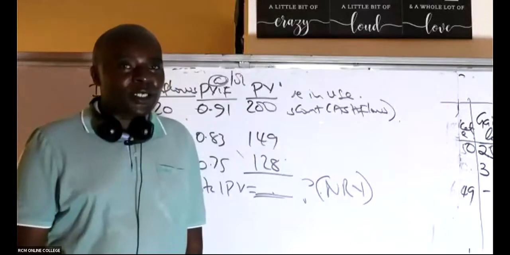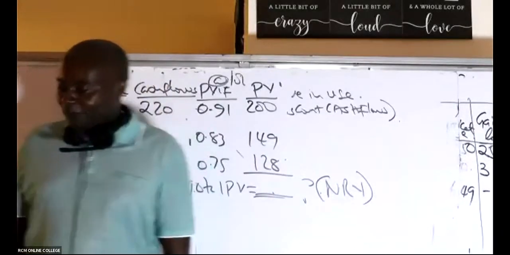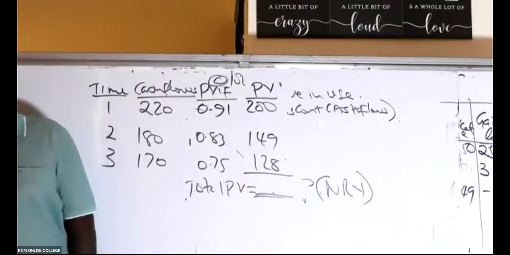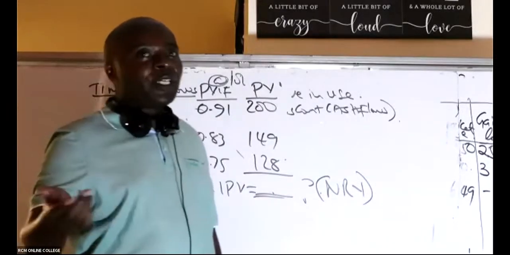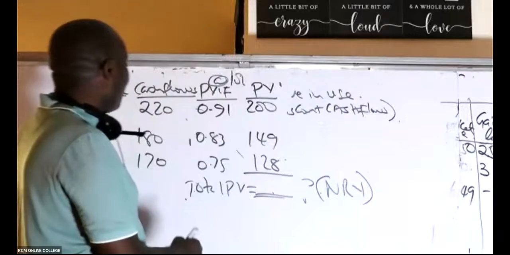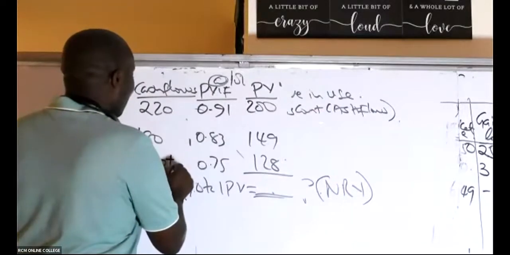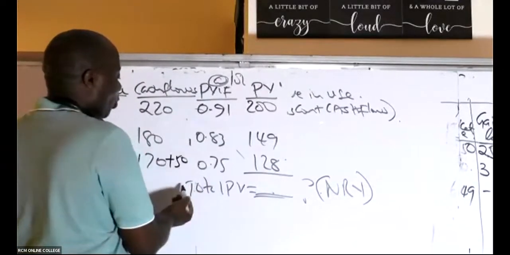Scrap value of how much? 50. This scrap value of 50 will come to us at the end of the 5 years useful life. So we expect this amount to come back here. So add here OE plus 50 as a cash inflow.